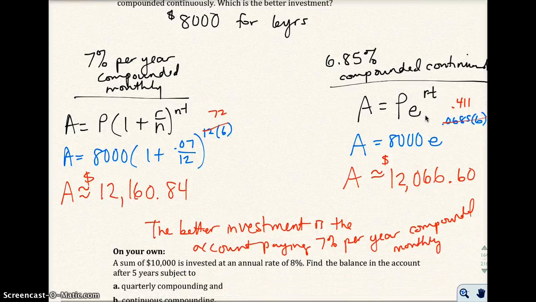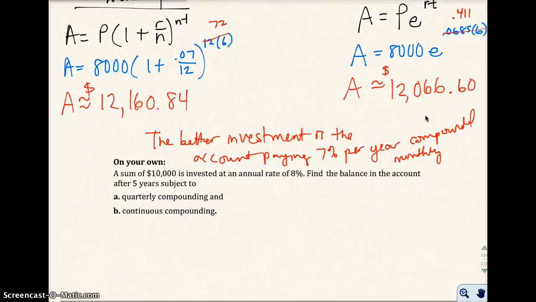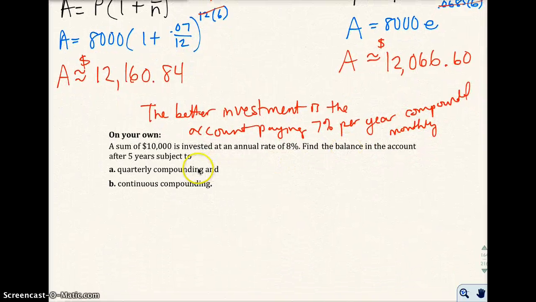Okay? So again, on your own, I want you to go ahead and do the next problem, and you're going to choose between two accounts. Well, actually, you're going to show the balance after 5 years in two different accounts. One's going to compound quarterly, and one's going to do continuous compounding. And you're investing $10,000. The interest rate's the same. Okay? So do it on your own. Go ahead and pause the video, and then check your answer.